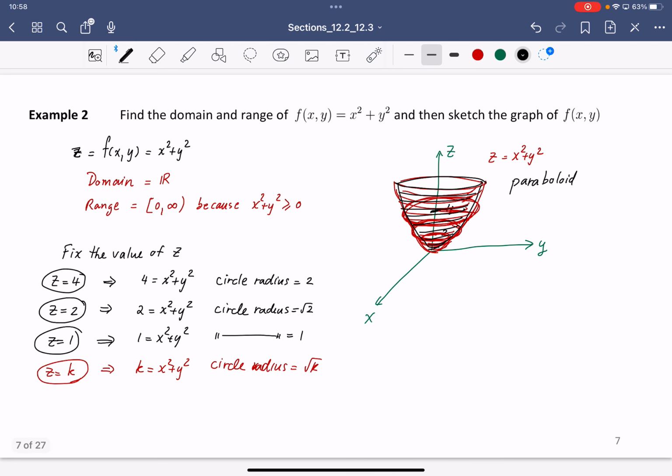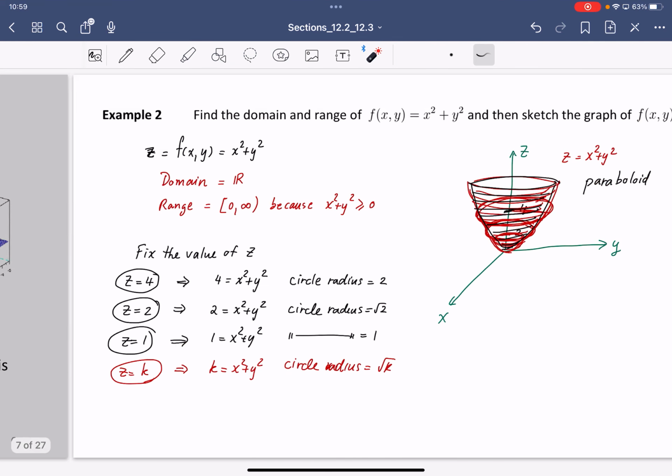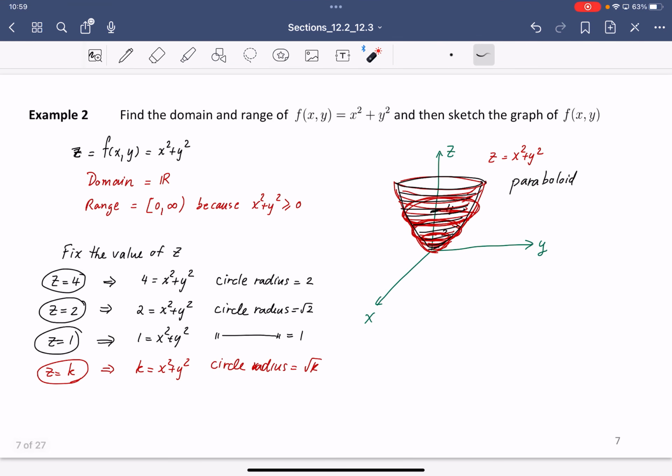So you can see that even an easy function like z equal to x squared plus y squared gives you this graph here. A more complicated function is going to give you a more complicated graph. For example, here, if you plot sine x sine y, oh my god, you're going to get this curve here, which is super hard to draw by hand.